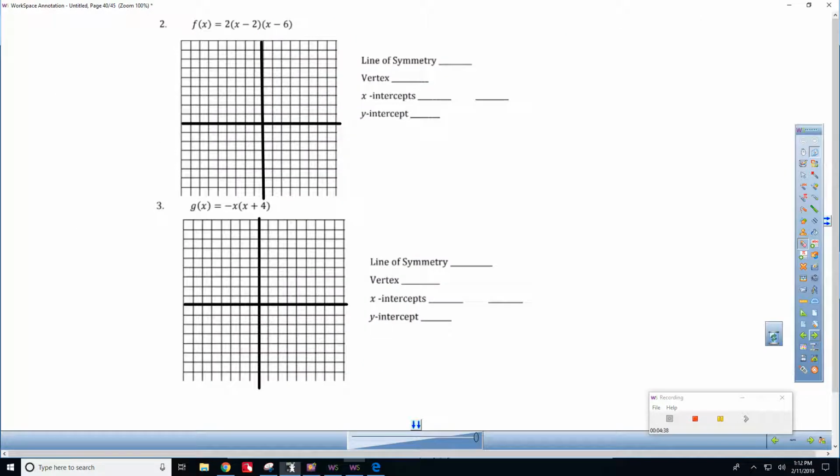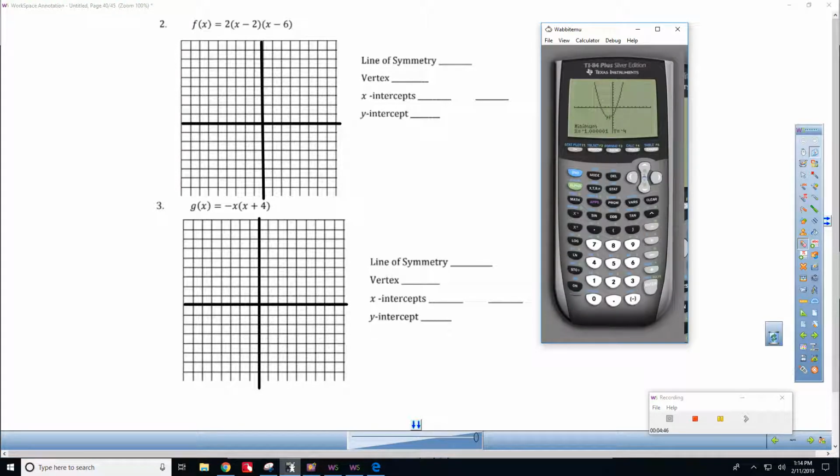All right, so this is also in factored form. Let's just use the graphing calculator for this one. Okay? So, y equals, clear, 2 times parentheses, x minus 2 times parentheses, x minus 6. Okay, now, before you even look at it, what are the x-intercepts going to be? Positive 2 and positive 6. If I put in those numbers, it's giving me a 0.